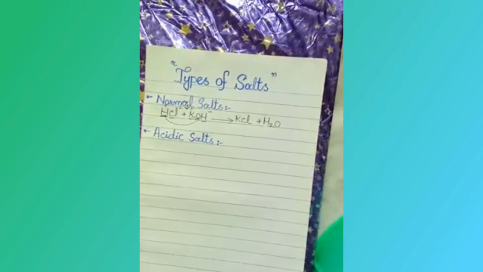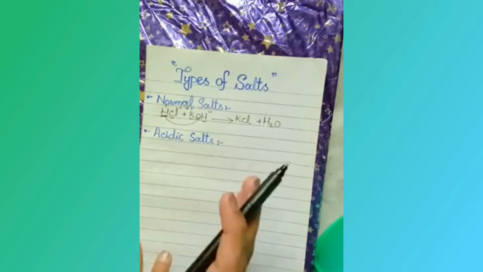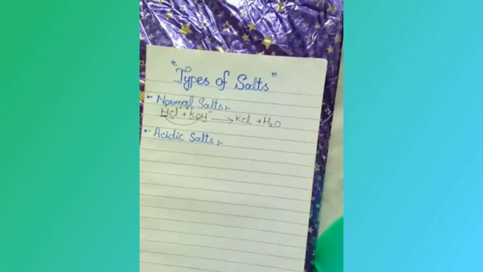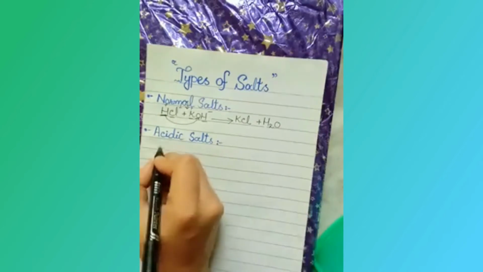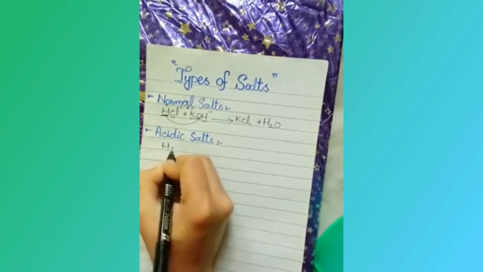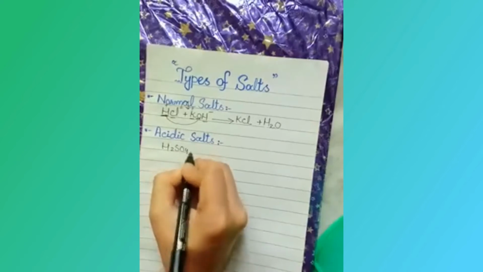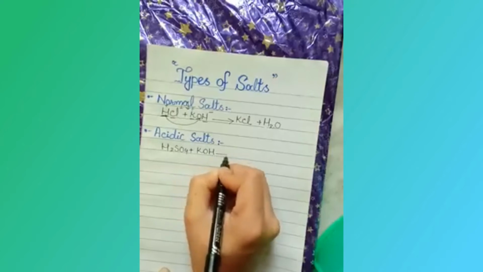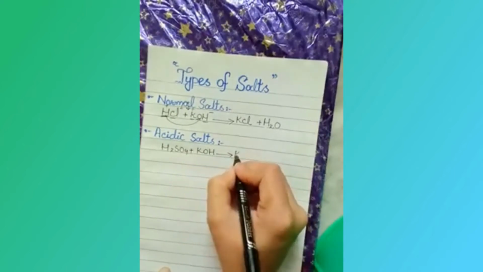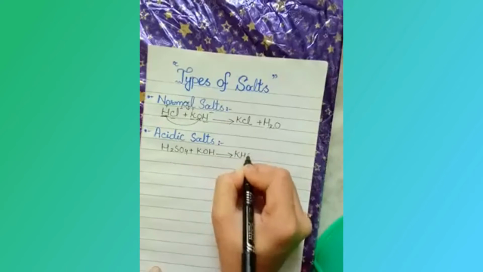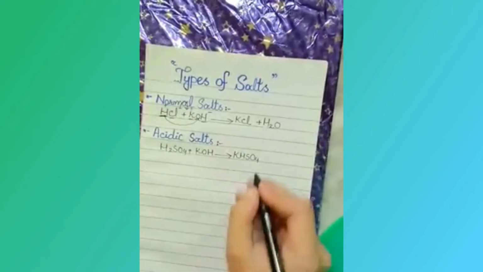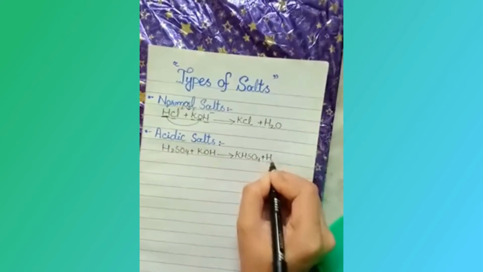The next one is the acidic salts. These salts are formed by partial replacement of replaceable H-positive ions of an acid by a positive metal. So in the reaction, sulfuric acid reacts with potassium hydroxide to form potassium bisulfate or potassium hydrogen sulfate plus water.